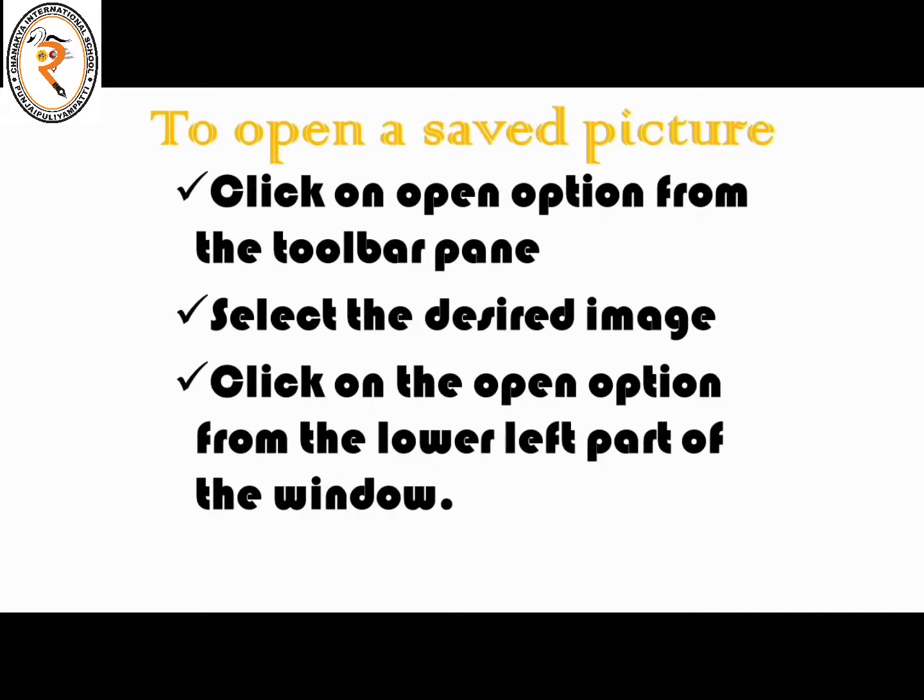Next is to open a saved picture. If you are drawing today and tomorrow you want to open it, how will you open it? You have to click on the open option from the toolbar. Select the desired image. If we click on the open option, different thumbnail pictures will be available. Whatever picture we want to view, we can click on it. A dialog box will appear with different options. Click on the open option from the lower left part of the window.